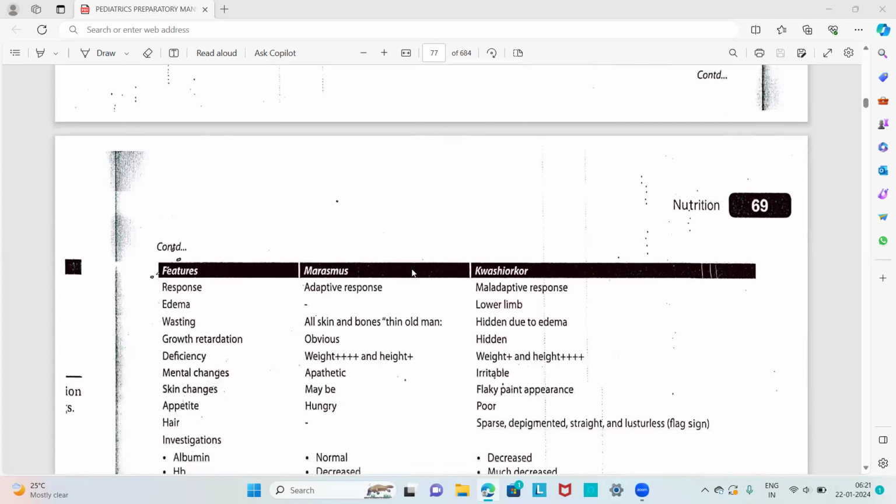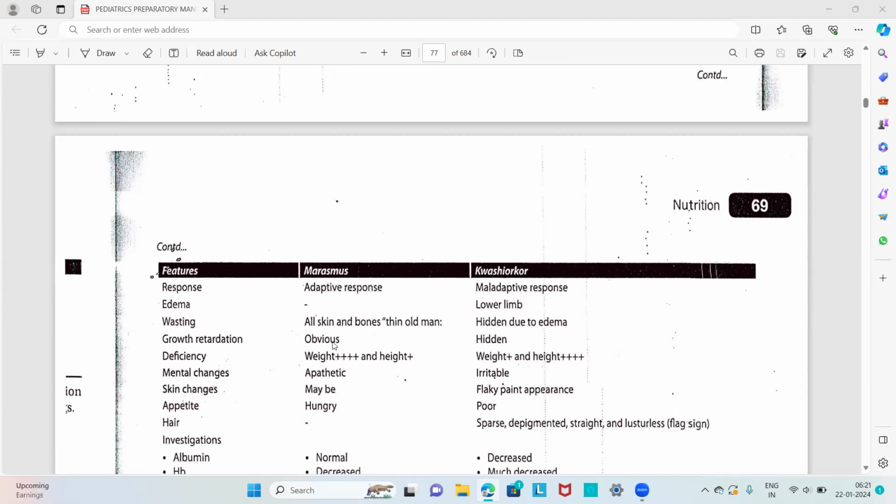Then about the response: in marasmus there will be an adaptive response, but in kwashiorkor there will be a maladaptive response. Because of that, there will be edema. The edema is not present in the case of marasmus, but edema is included in the triad of kwashiorkor. It is usually in the lower limb.